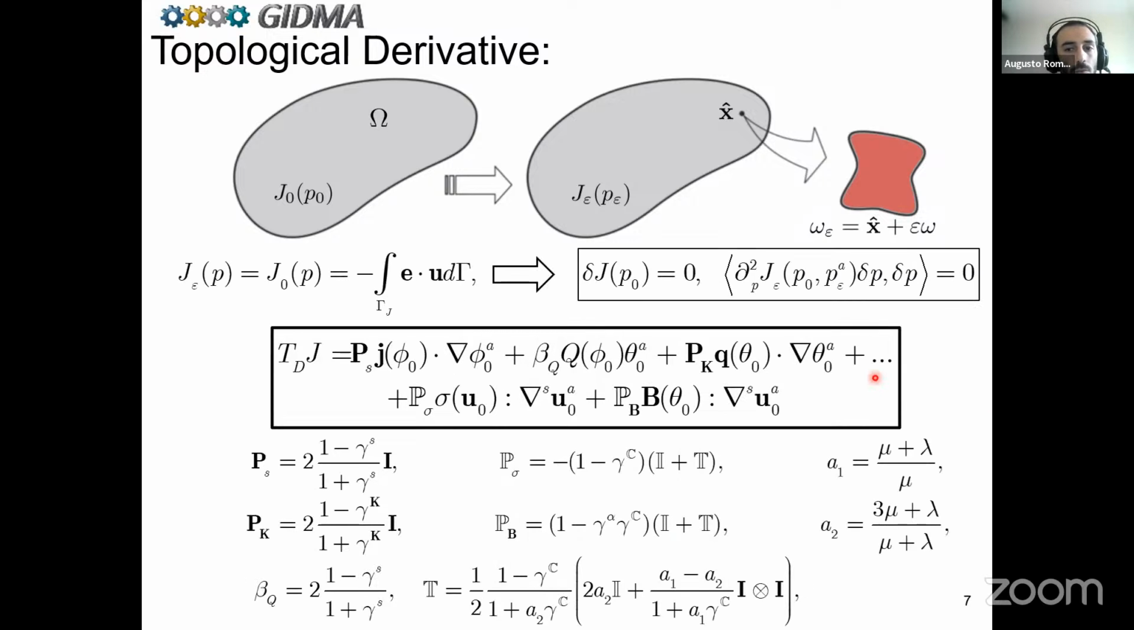Finally, for our design problem, since the cost functional is linear and does not depend directly on the material distribution property, these two contributions will be zero, and then the topological derivative can be expressed in this way by means of the also well-known polarization tensors.